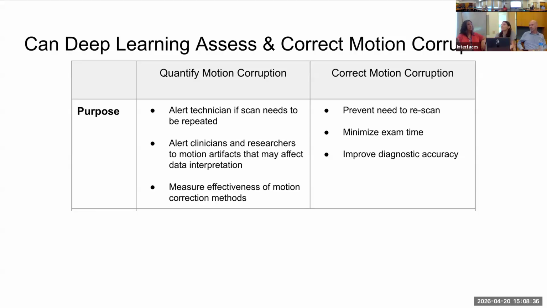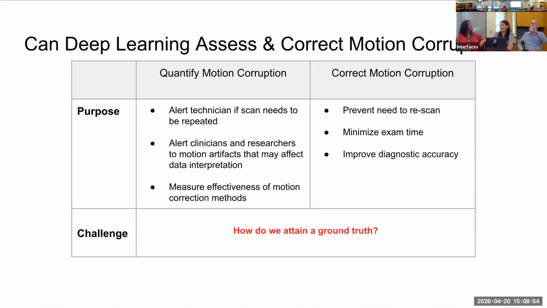Also, it's a pretty good way of measuring the effectiveness of motion correction methods, so it'd be great if we can just correct it. If there was some magical wand that we could wave that would correct all of our images, I'm sure we would all take it. So, can we put deep learning to use for this?